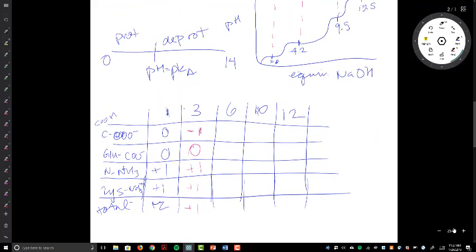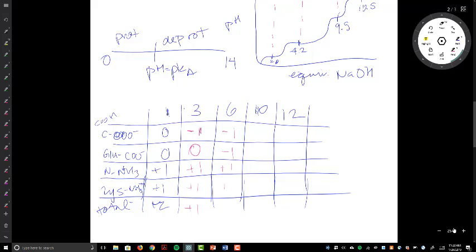Now, if we go to 6, both of our carboxylic acid groups are going to be negatively charged because they're going to be deprotonated, but both of our amines are going to be protonated because we're still below the pKa of the N-terminus amine and the lysine side chain amine.